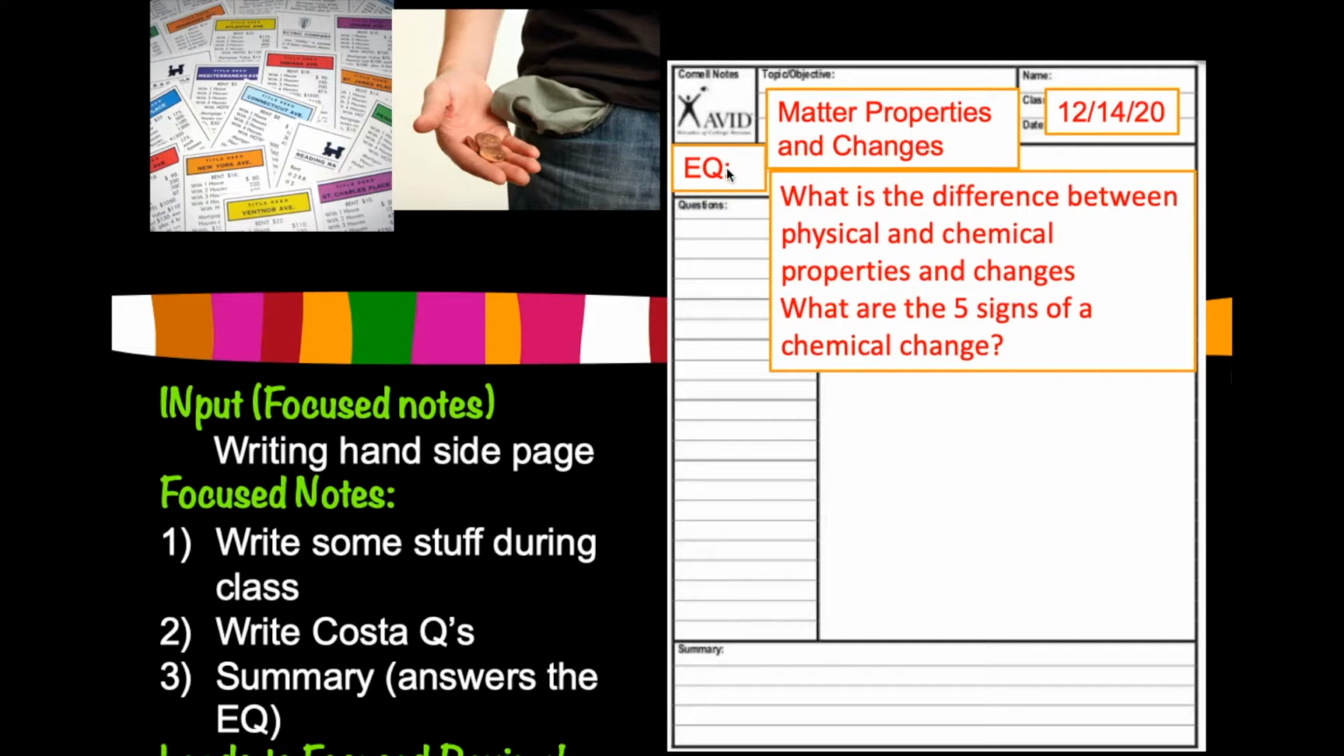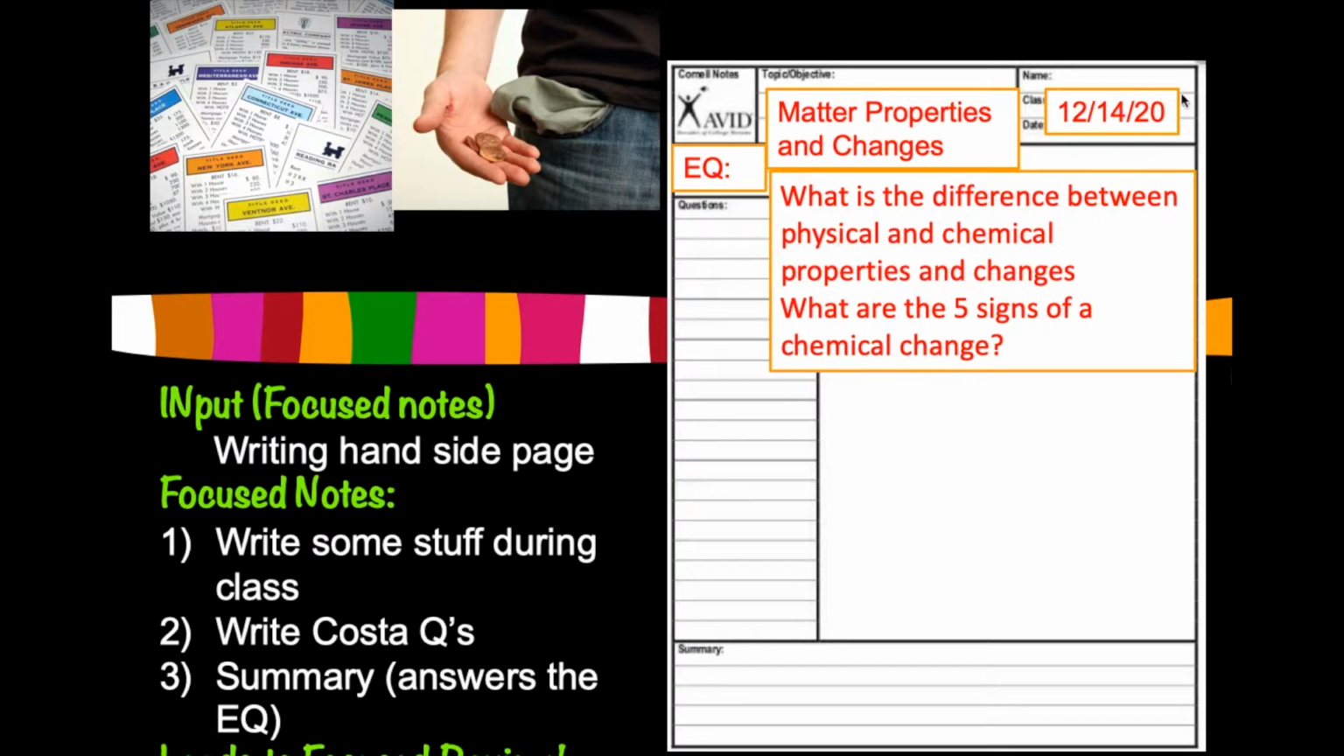So go ahead and set up your essential question. What is the difference between physical and chemical properties and changes? And then also, what are the 5 signs of a chemical change? Because you'll see that for the definition of chemical change, it's hard to just know if that happened. But the good news is you will be able to observe one or more of these 5 signs, and that's how you'll know for sure it was a chemical change instead of a physical change.